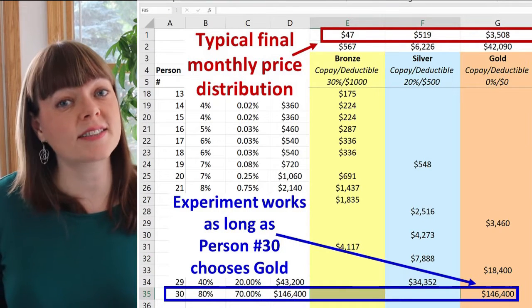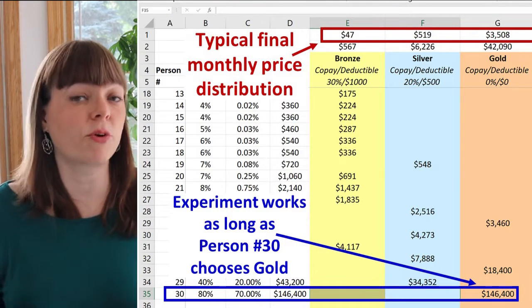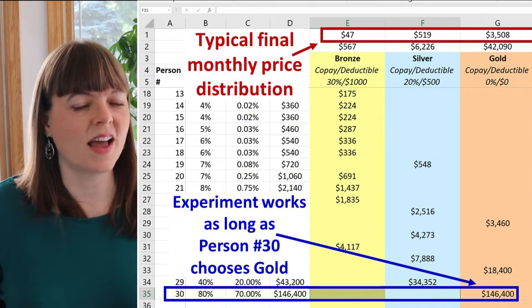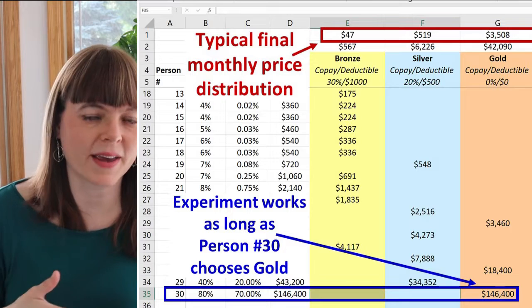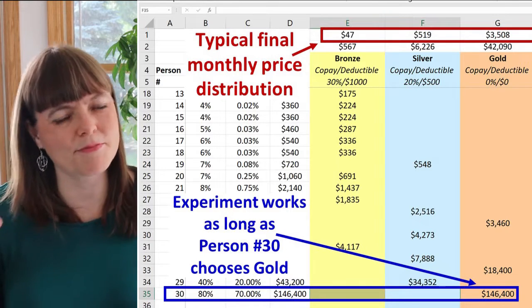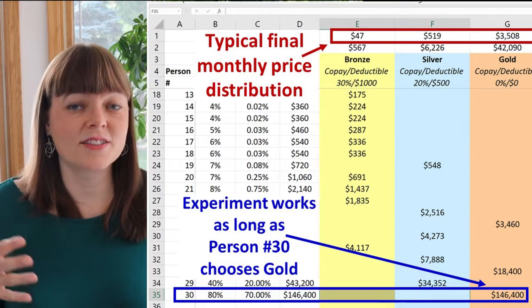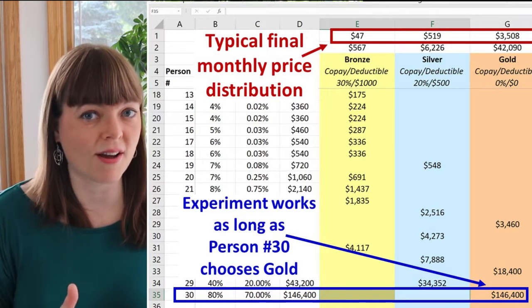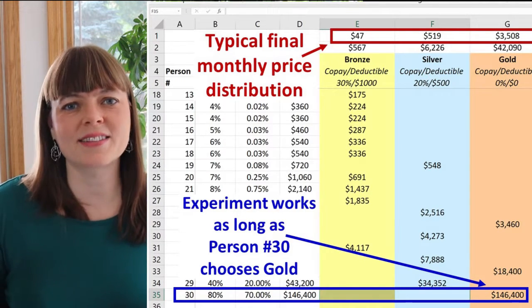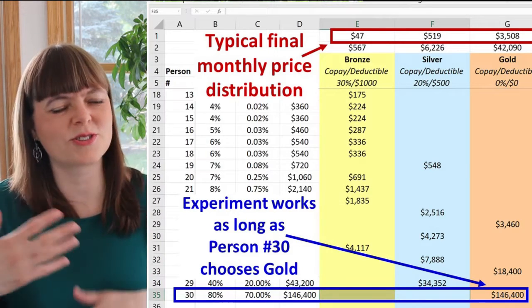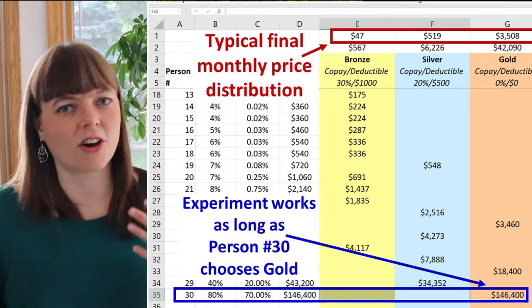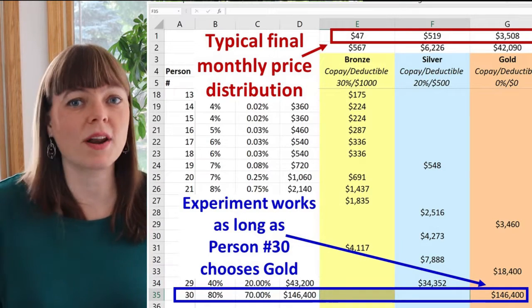In fact, you can ask the students, what would happen if we redid the experiment with these new prices? And they'll all be like, oh yeah, everybody will pick the bronze, except maybe the sickest person. So they understand that this market would collapse down to bronze. And they'll probably ask, do you have to buy insurance when you start talking about the market collapsing to bronze? And then you can talk about the mandate and whatever you want.